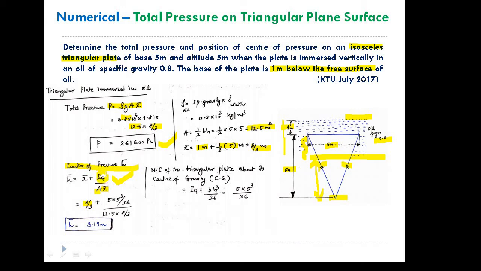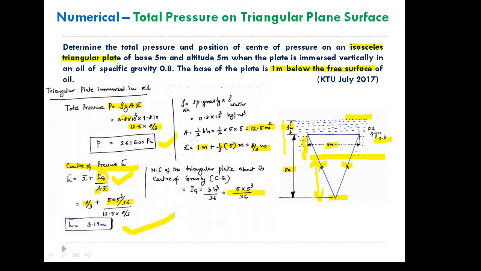So what is Ig? Ig is the moment of inertia of this planar surface about an axis that is passing through the center of gravity of this surface. So what is moment of inertia? You have studied in applied mechanics the moment of inertia about the central axis of a triangular surface. It is bh cube divided by 36. B is the base length, h is altitude. So Ig will be 5 into 5 cube by 36. Okay, so you substitute directly here, 5 into 5 cube by 36, you will get h bar as 3.19 meters.